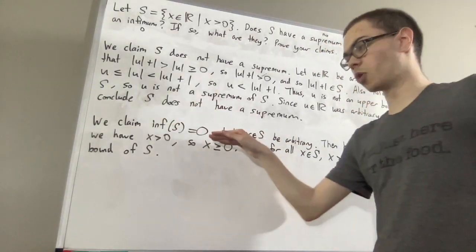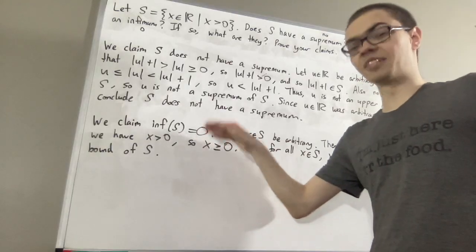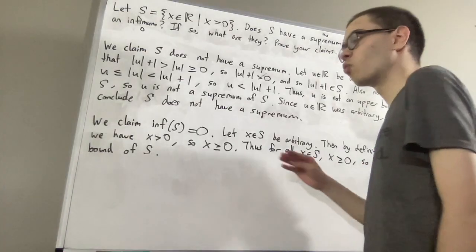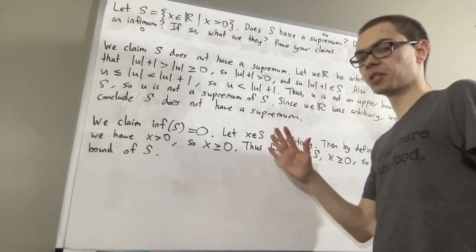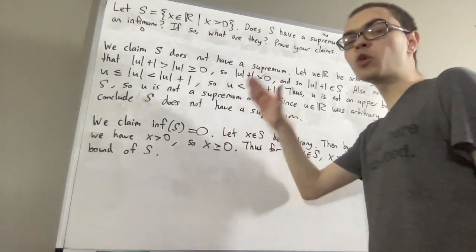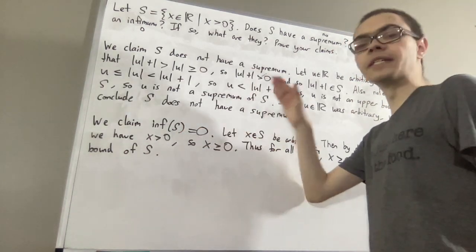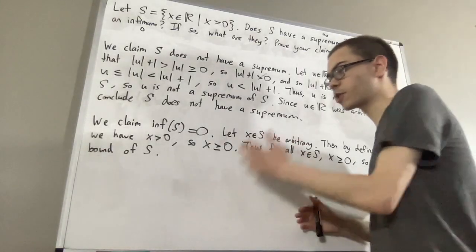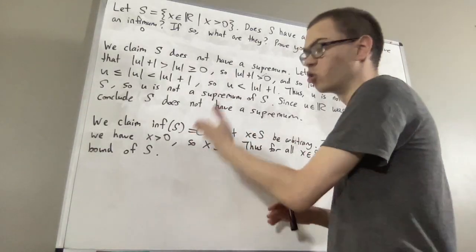We now want to show that 0 is the greatest lower bound of S, right? We want to prove that second condition. And one way of proving that second condition for the infimum is to prove anything greater than 0 is not a lower bound of S. So let's give ourselves an arbitrary real number w prime greater than 0.